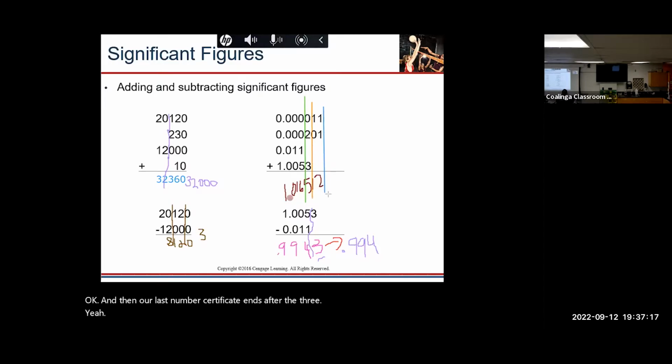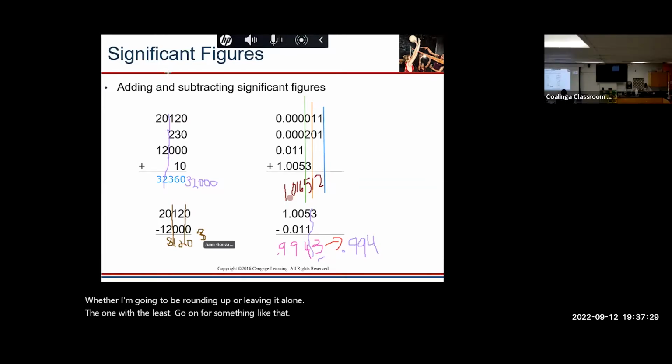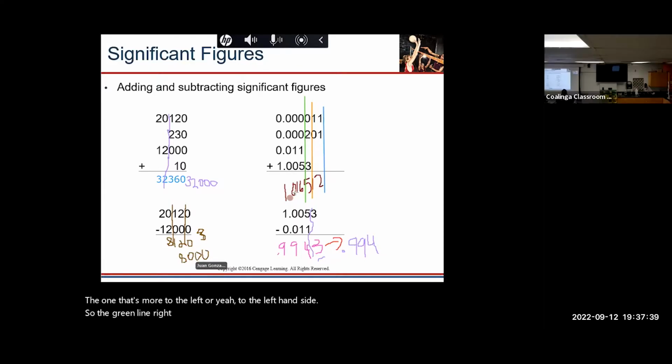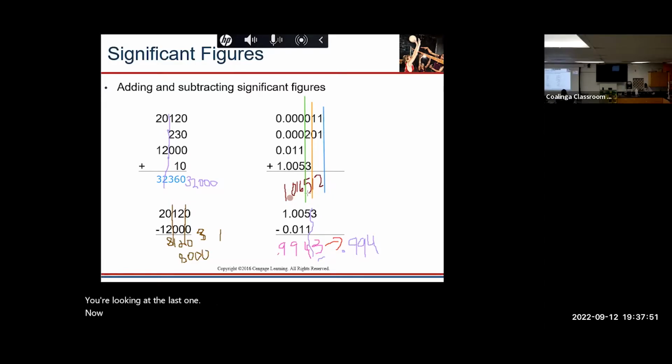So which line am I going to use to determine whether I'm going to be rounding up or leaving it alone? The one with the least going on or something like that? The one that's more to the left-hand side. So the green line, right? So 0.011. No, 0.06, right? Because then you take a look at the number that's following it. So are we going to round that number up or leave it alone? Oh, you're looking at the last one. No, you're looking at this number here.